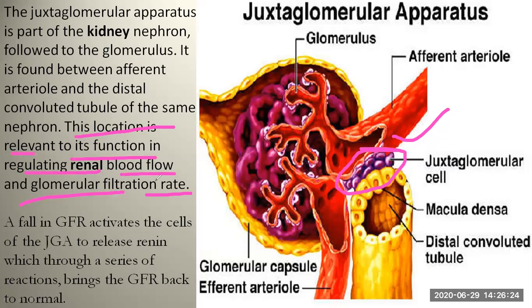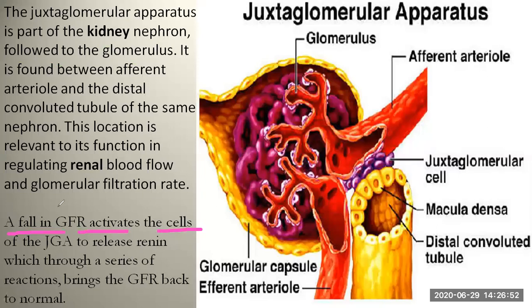How do they regulate? Here they have given the mechanism, how it acts: a fall in the glomerular filtration rate. We have already studied in the last video lecture that the GFR is 125 ml per minute, and 180 liters per day. This is the actual value of the glomerular filtration rate.